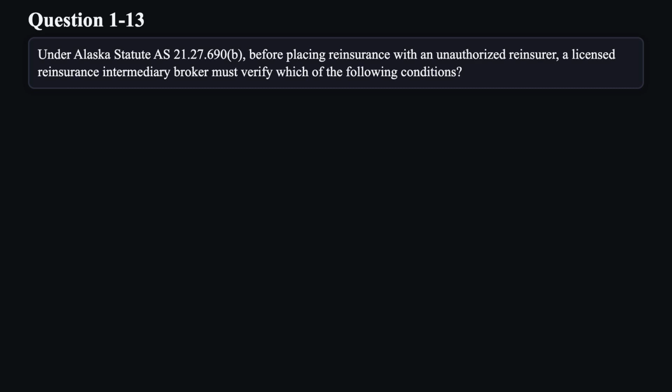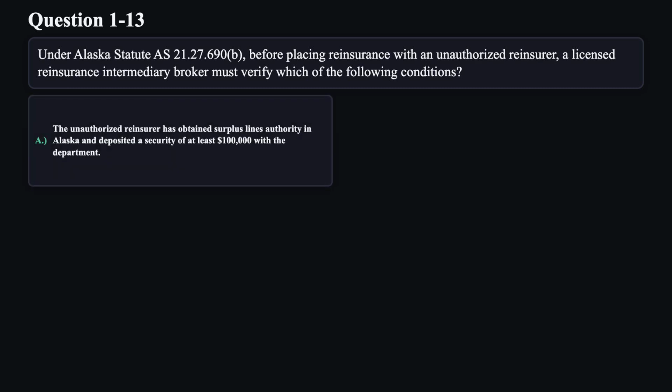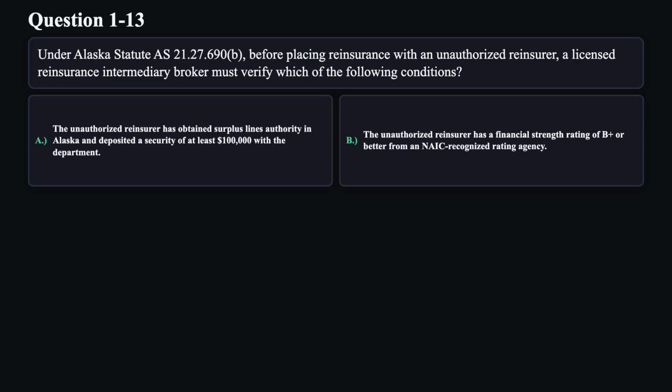B. Before placing reinsurance with an unauthorized reinsurer, a licensed reinsurance intermediary broker must verify which of the following conditions? A. The unauthorized reinsurer has obtained surplus lines authority in Alaska and deposited a security of at least $100,000 with the department. B. The unauthorized reinsurer has a financial strength rating of B+ or better from an NAIC recognized rating agency.